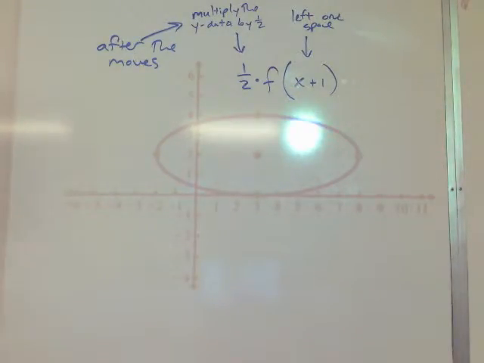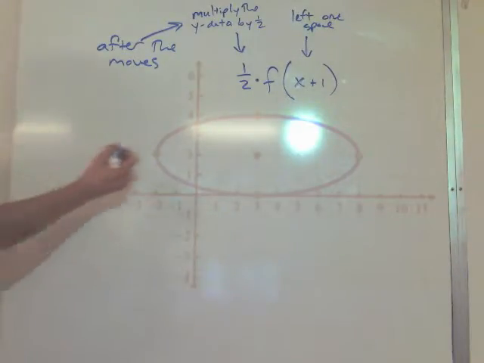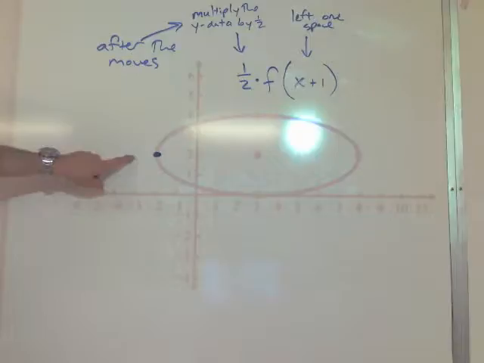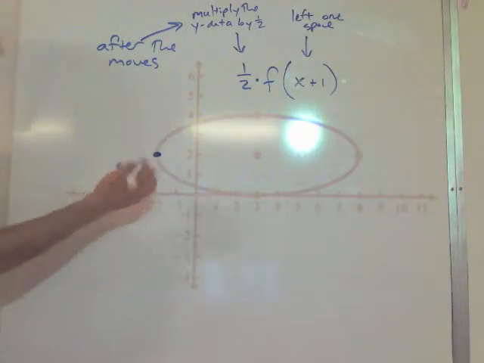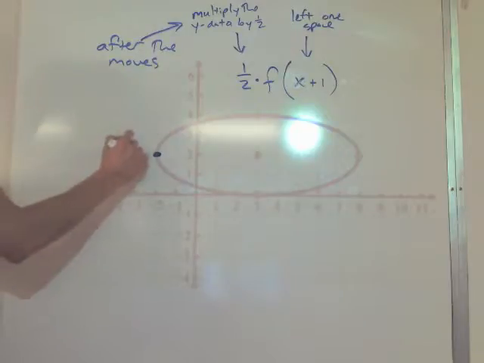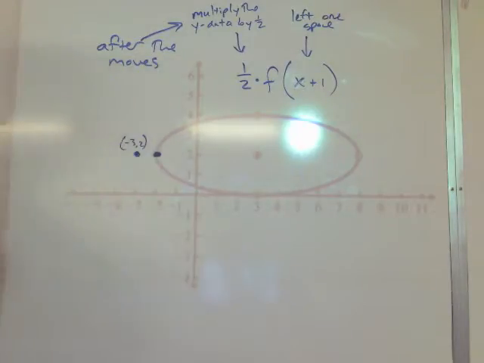So, what I'm going to do here is the following. I'm going to go to this first dot. This first dot right here is negative 2, 2. My first move is to do what with it? Move it left 1. Okay? So I'm going to take this dot and move it left 1. And right now this is at negative 3, 2.